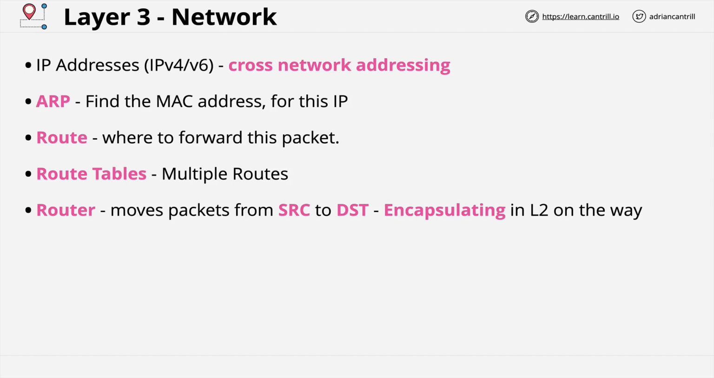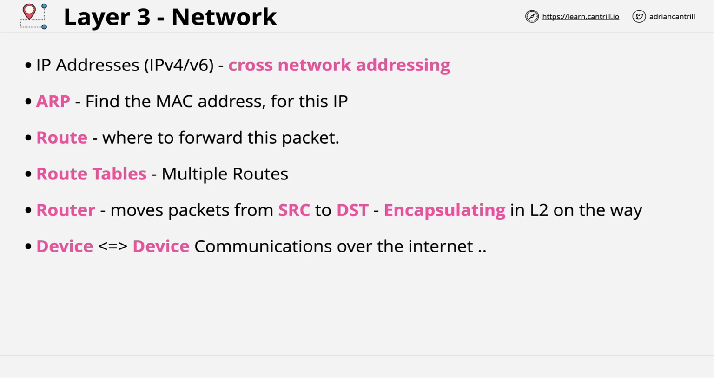This altogether allows for device-to-device communication over the internet, so you can access this video, which is stored on a server which is several intermediate networks away from your location. So you can access this server which has an IP address, and packets can move from this server through to your local device, crossing many different layer 2 networks.